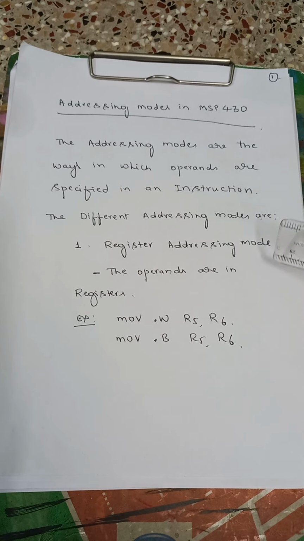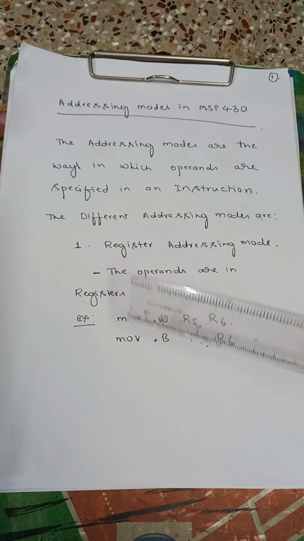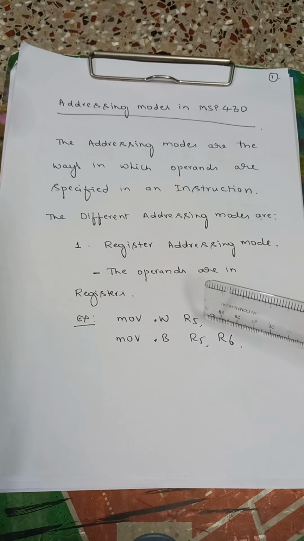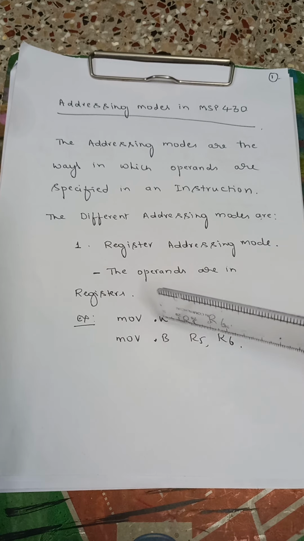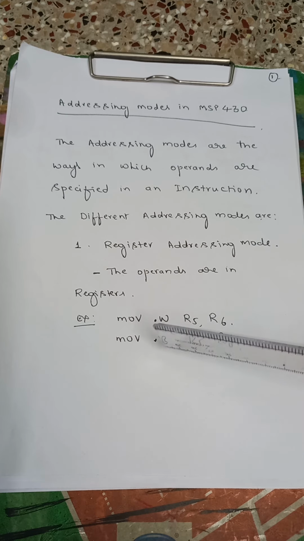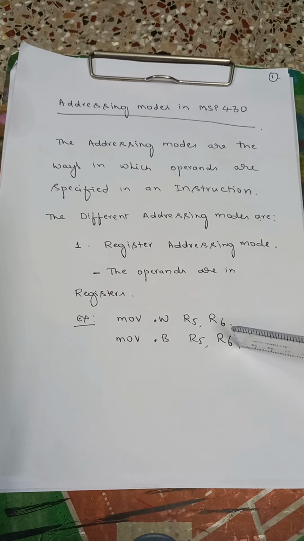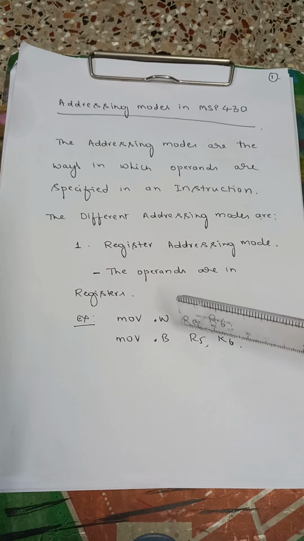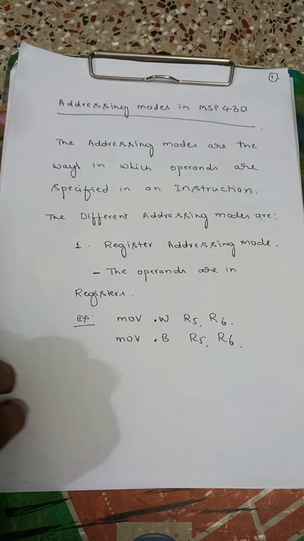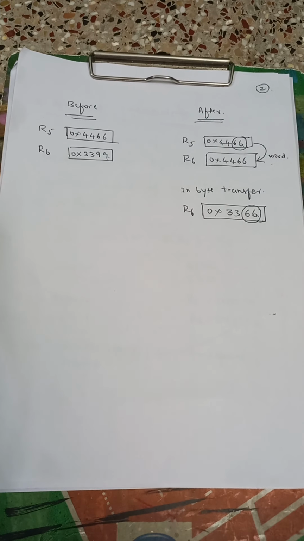Here, the data or the operand will be there in the register. For example, move.w R5, R6. That means a word of data, that is 16-bit data, is transferred from R5 to R6. If you have .b in the instruction, then a byte of information from the lower byte of register R5 is transferred to the lower byte position of the register R6. If none of the W or B are used here, by default, it is always the word that is being transferred. Let us see the demonstration of this example.